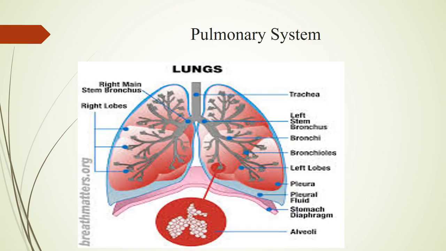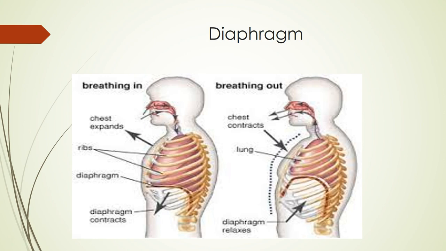All right. So the next 5 slides are roughly the pictures of the respiratory system itself. So for the pulmonary system, we've got the lungs, we've got the bronchioles, we've got the lobes, and we have alveoli, and also the pleural space. Here's the diaphragm. So breathing in, the chest expands, ribs also expand, the diaphragm contracts, and with breathing out, the chest contracts, lungs relax, and so does the diaphragm.